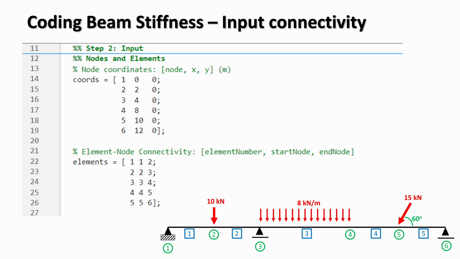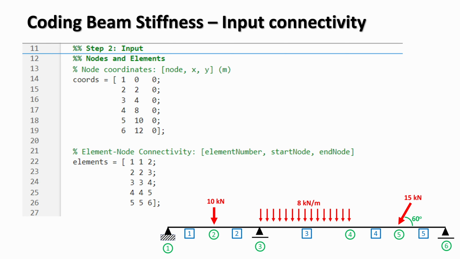Here we begin entering the input data for the beam. The first part is the node coordinates. Each row defines a node number and its position along the beam. For example, node 1 is placed at 0 meters, node 2 at 2 meters, and node 3 at 4 meters, and so on. We typically take node 1 as the origin, at 0, simply as a convenience reference point. The absolute position doesn't matter. Together, these coordinates fully define the geometry.